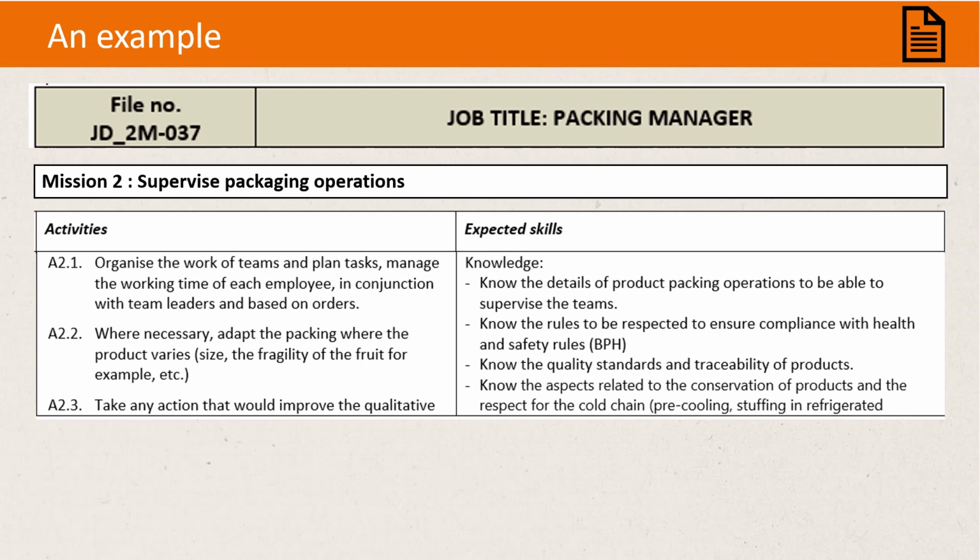If we look in a little more detail at task 2, for example, supervising parking operations, we see that there are 3 activities. He has to organize the work of the teams, plan tasks, and manage everyone's working time. He may have to adapt the parking to take account of product variability, that is sizes, fragility of fruits, etc. And then he must implement any action to improve the qualitative and quantitative performance of the parking station. So he must optimize the parkhouse management.